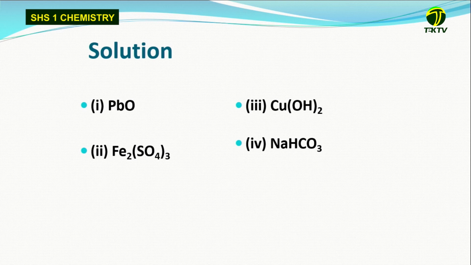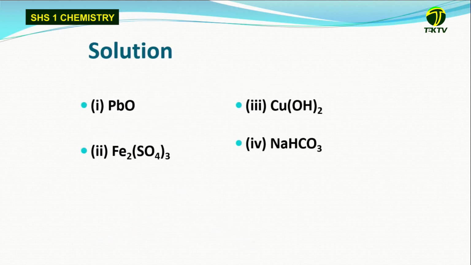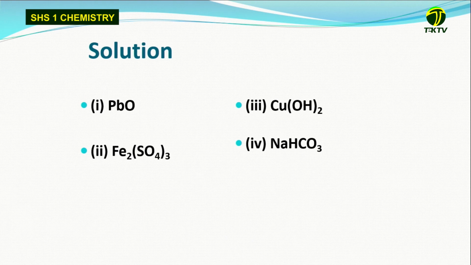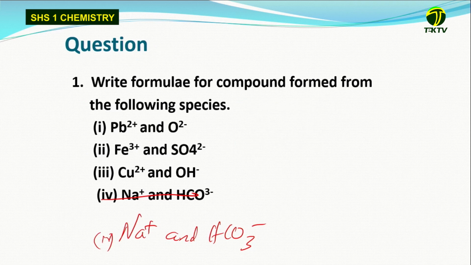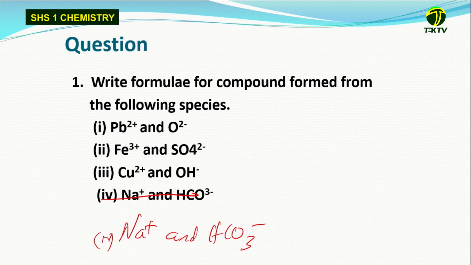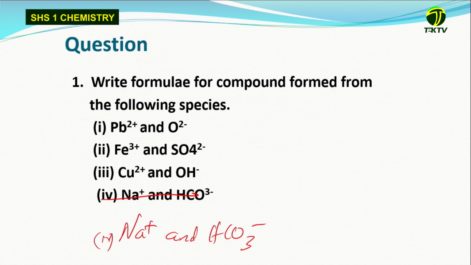So you see, we have PbO. We see that Pb2+ and O2-, the charges are the same, and therefore we don't write the 2s, so we have PbO. Fe was 3+, SO4 2-. When you interchange, you obtain Fe2(SO4)3. For the third, we have Cu(OH)2. If you go back, you see that Cu has a charge of 2+, OH 1-. So when you interchange, you get the correct answer. And for (iv), we have Na+, HCO3-. Because of 1 and 1, when you interchange, you have 1, 1, and that gives you NaHCO3. So I hope that you have done your answer correctly.